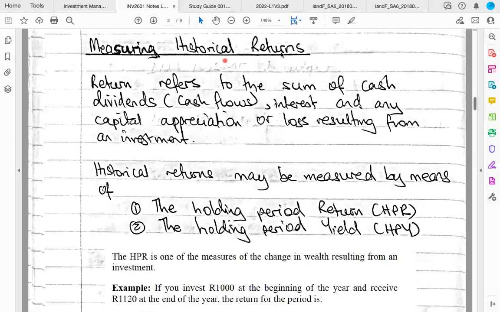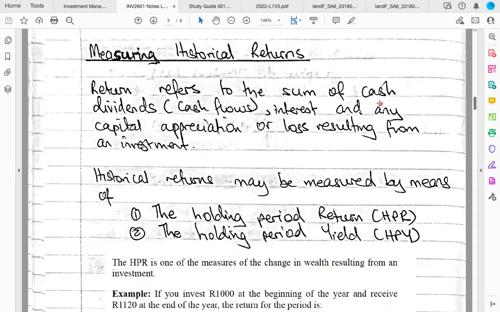Next, we can look at measuring historical returns. So far, we have been looking at the returns we require, right? We've been looking at required returns, and we're going to continue looking at these later on. We'll look at what we call the capital asset pricing model, also used to calculate required returns, and the arbitrage pricing theory, right? But we now want to move forward to talk about historical returns.